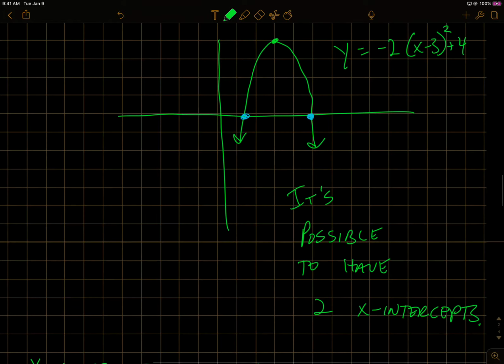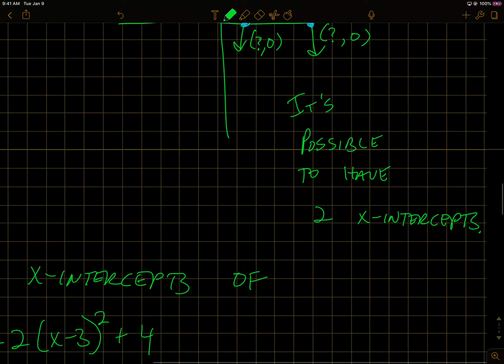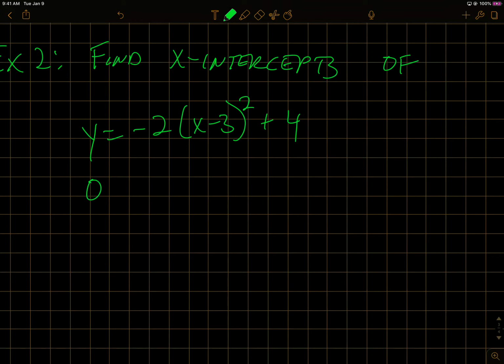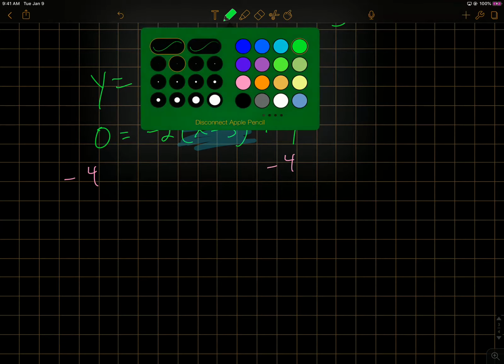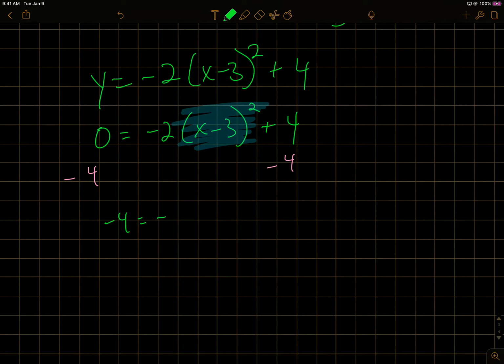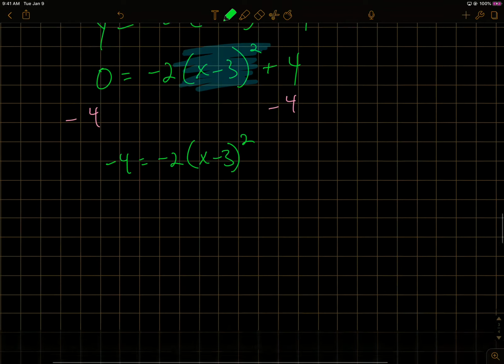Well, just like before, x-intercepts, we don't know what the x-coordinate is for either one of those. That's what we're trying to find. But we know the y-coordinate on both of them has to be 0. If it's on the x-axis, the y has to be 0. So we plug in 0 for y, and we solve for x. So in solving for x in vertex form here, we're going to consider this like a chunk. So we want to solve for that chunk. That means we're going to subtract 4 off both sides to start, to get that chunk by itself. So I get negative 4 equals negative 2 times (x minus 3) squared.